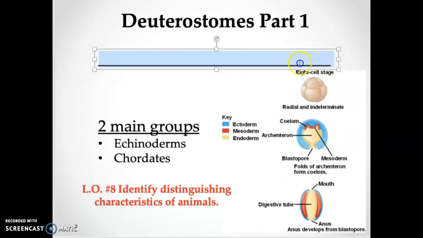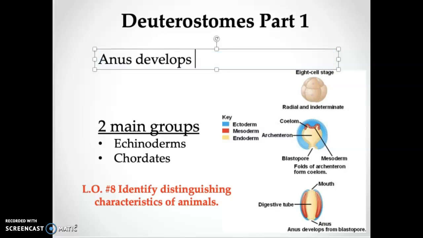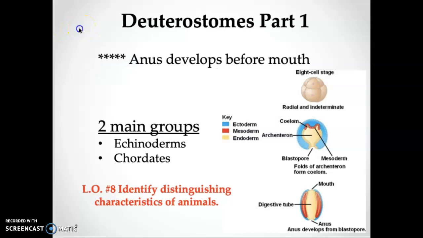The big thing we're going to look for here is any animal that, when undergoing embryological development, the anus develops before the mouth. That's the big qualifier to say you're a deuterostome. So your anus develops before your mouth. Let me put a big star asterisk: anus develops before your mouth. That is the key criteria we're going to use for deuterostomes.